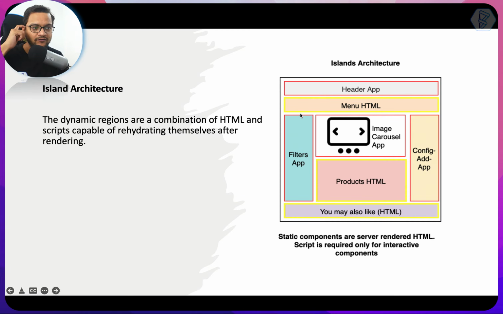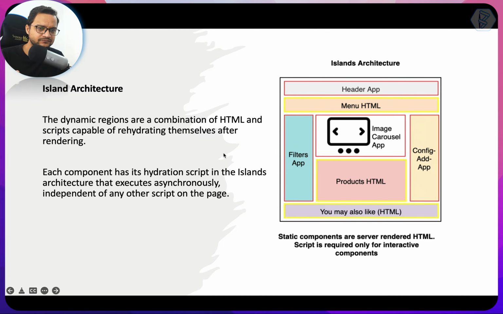Okay, so here we are having these red color borders for the components which need the JavaScript. So we need JavaScript for the carousel, we need JavaScript for the filter, for the configure app button, like that. Okay, so each component has its hydration script in the island. So think about these things as different islands. Okay, now each island has its own HTML and its own way of hydrating itself.